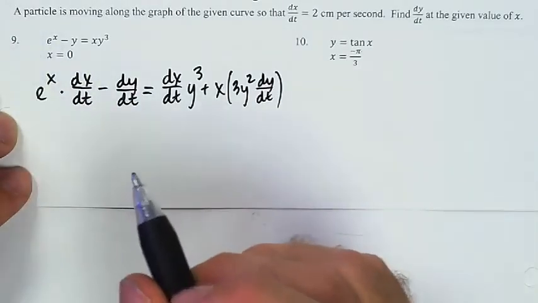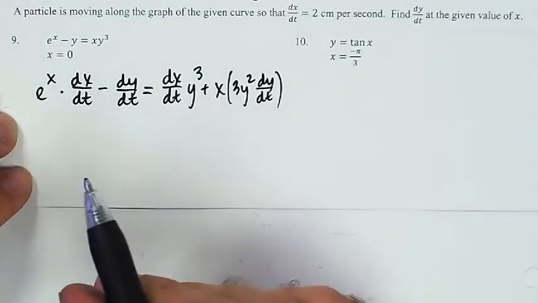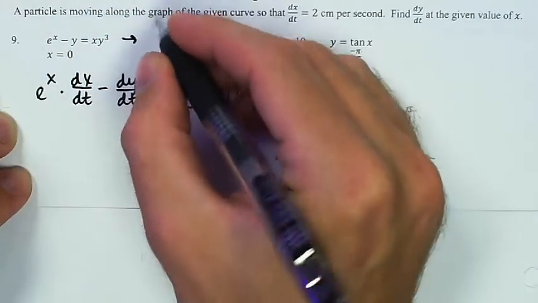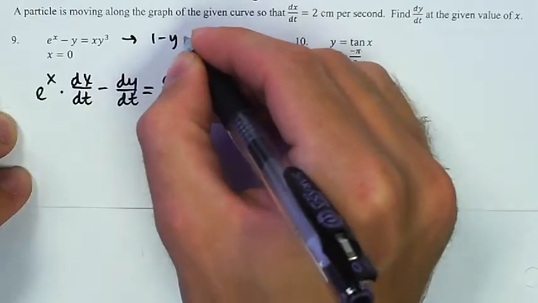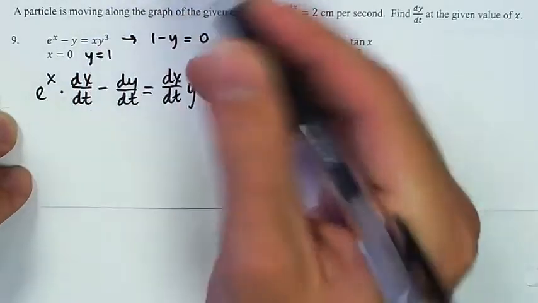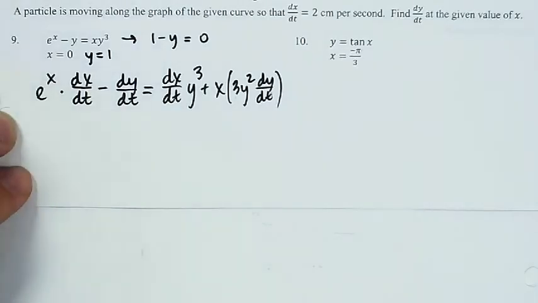Oh, but hey, look at this. I've got x equals 0, but I don't have y equaling anything. So if x equals 0, I have 1 minus y equals 0. So that's going to be y equals 1. Okay, dx dt is 2. Find dy dt.